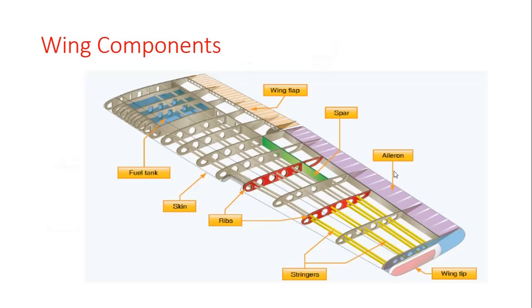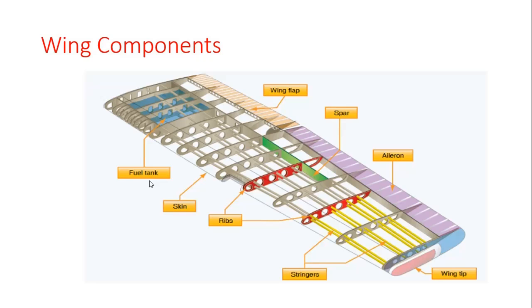Next, the wing components. Here, the wing components are shown in this figure. So we'll have wing flap, spar, aileron, wing tip, stringers, ribs, skin, fuel tank. The principal structural parts of the wing are spars, ribs, and stringers. These are reinforced by trusses, I-beams, tubing, or other devices including the skin.